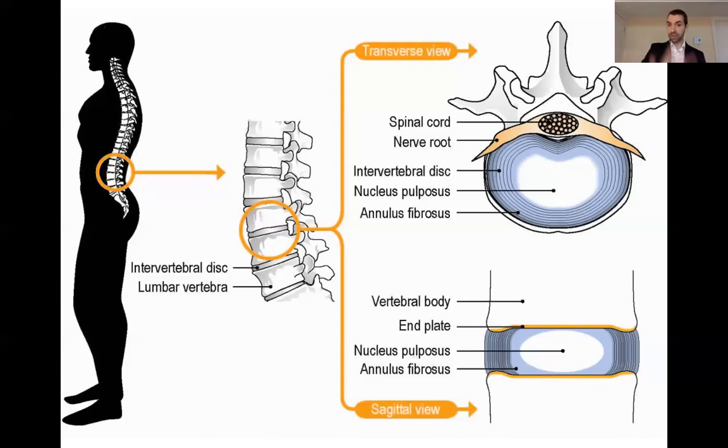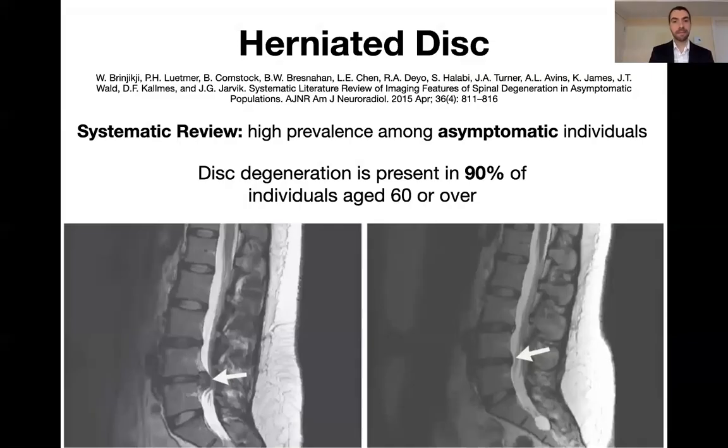So it's interesting to have this in mind. And that's the problem that we can have when we are seeing a patient with a herniated disc. Okay. Well, and then we have the systematic review. And for those of you that don't know what a systematic review is, I will explain really fast.